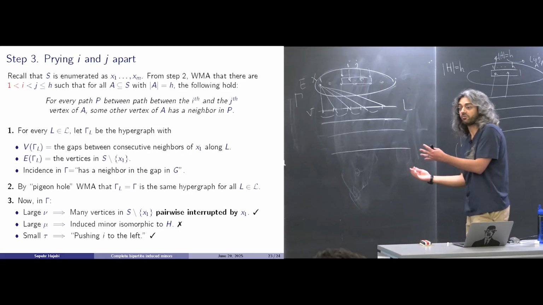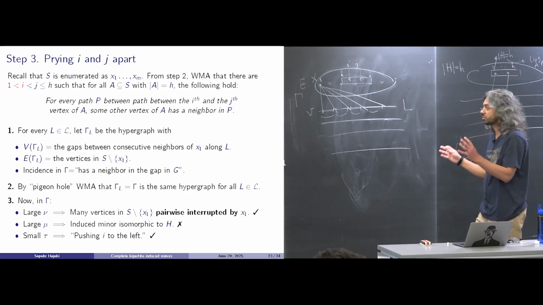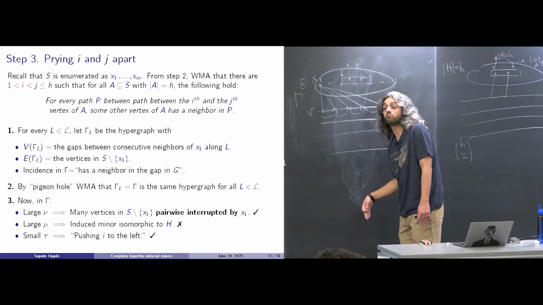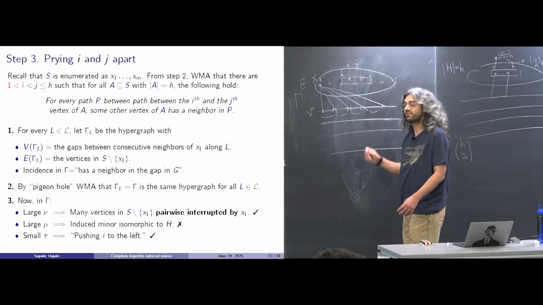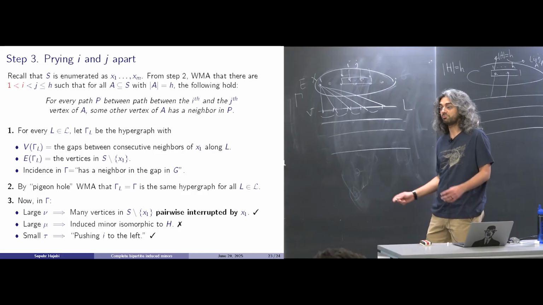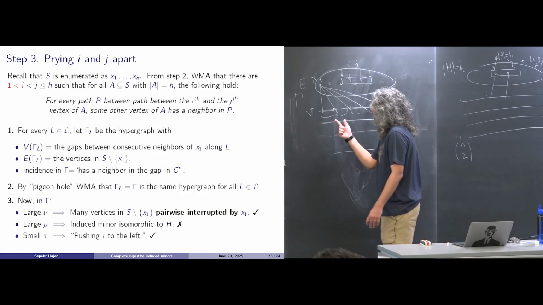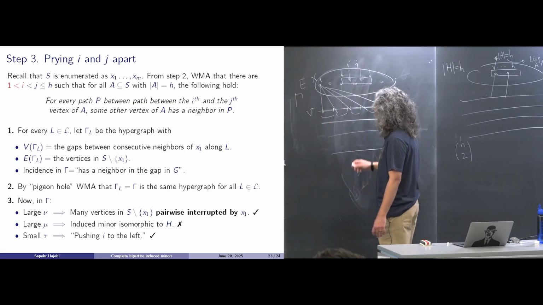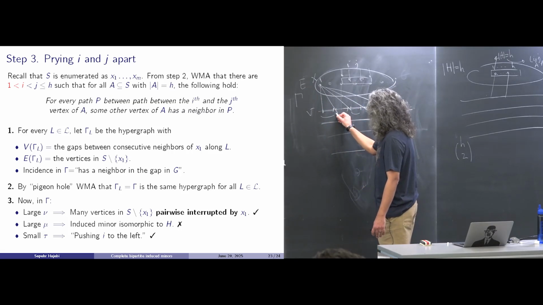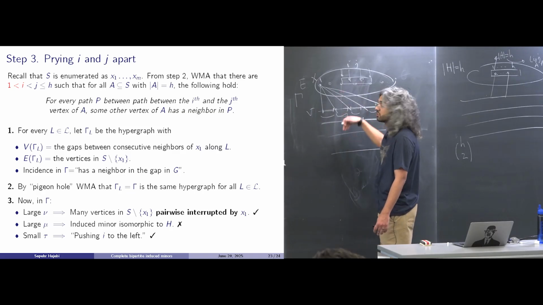So think about this hypergraph. Again, by pigeonhole, I can assume that this hypergraph is always the same for all of the paths, for most of the paths. So can this hypergraph contain a big matching? What does it mean to contain a big matching? It means there are a lot of these vertices over here, which are the hyperedges of the hypergraph, such that for every gap, at most one of them is going to have neighbors in it.